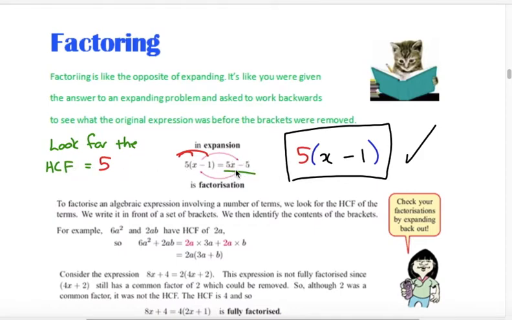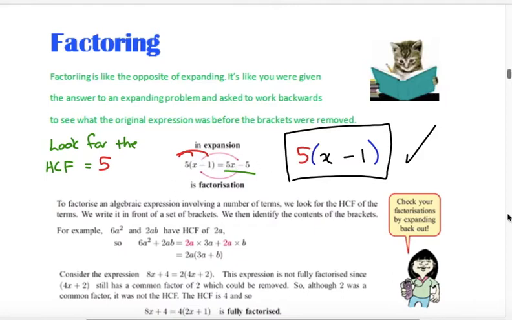So something like 5x minus 5, what's the highest common factor of 5x and subtract 5? The highest common factor of both of these terms would be 5. So that's what we've got to do first. You've got to look for the highest common factor, and that's the thing that goes out the front of the brackets. The highest common factor could be a number, it could be a letter, it could be a number and a letter together, like 5x out the front. But 5x wouldn't be the highest common factor of this expression because there's no x in this one, but there is a 5. You can divide them both evenly by 5.